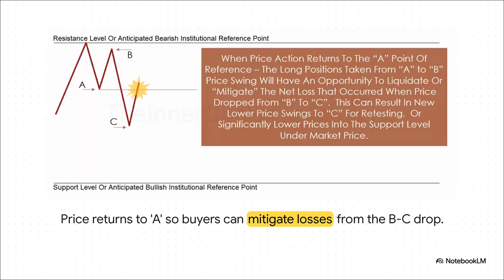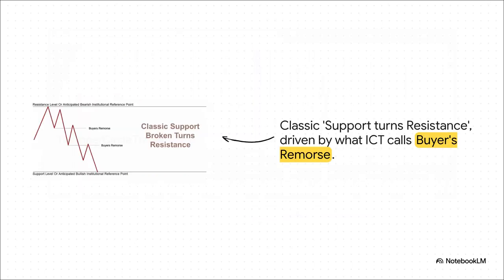So that return trip, when price comes back up to point A, that's not random. It's a lifeline. It's a second chance for all those trapped buyers to scramble out of their positions at break even. They're just happy to get their money back. And all of that selling from people just trying to get out creates this fresh wave of pressure, pushing the market back down. You've probably heard that old trading saying, what was support becomes resistance, right? Well, this is the institutional logic behind that idea.